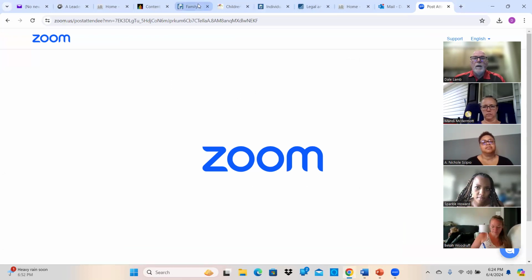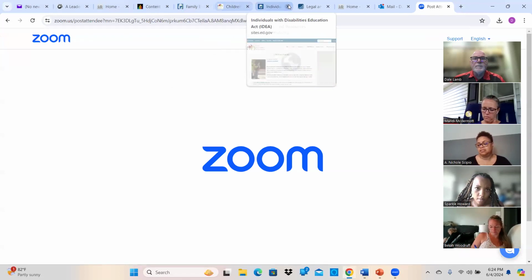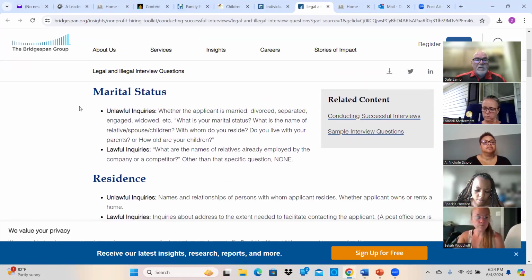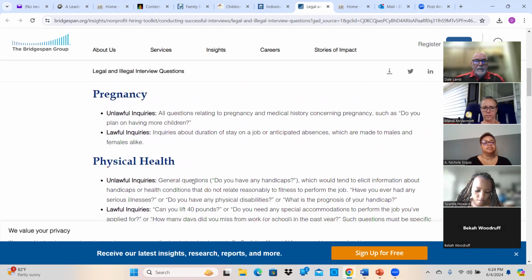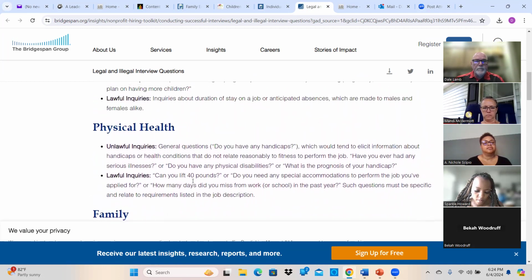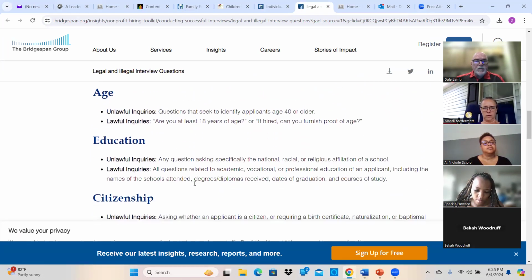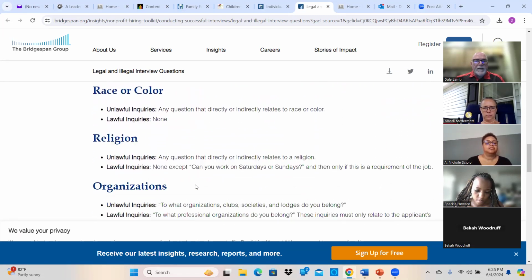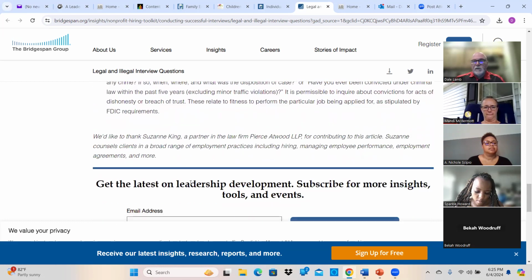This is under module 2 that we covered last week. I have added this: legal and illegal interview questions right here. So marital status. Here's unlawful inquiries and lawful. Residence, pregnancy, physical health, family, name, photographs, age, education, citizenship, national origin, ancestry, race or color, religion, organizations, military, height and weight, arrests and convictions.